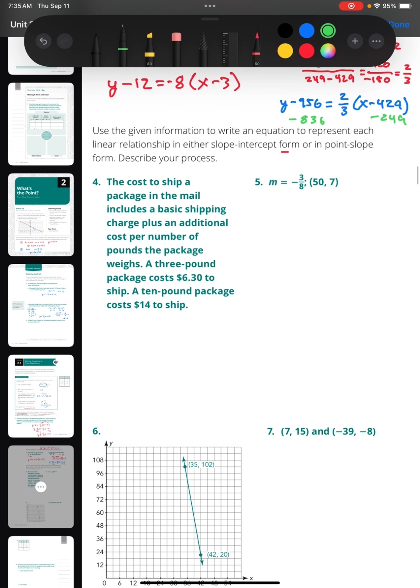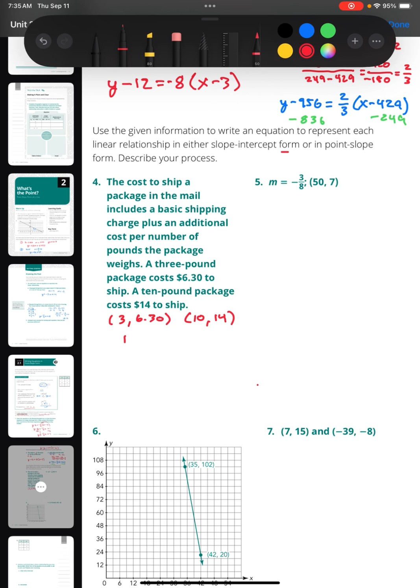Okay, the cost to ship a package in the mail includes a basic shipping charge plus an additional cost per number of pounds of the package. A 3-pound package costs $6.30. A 10-pound package costs $14. So again, they're giving us 2 points. So we're going to have to find slope first. So the 2 points we'll be given are a 3-pound package costs $6.30 and a 10-pound package costs $14.